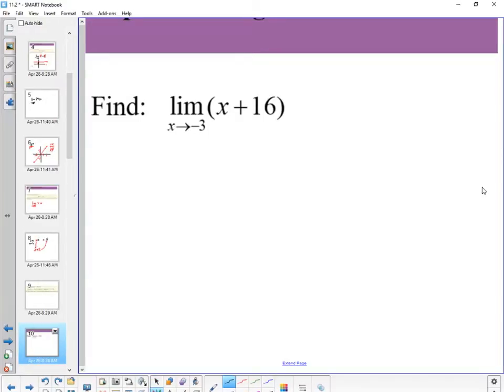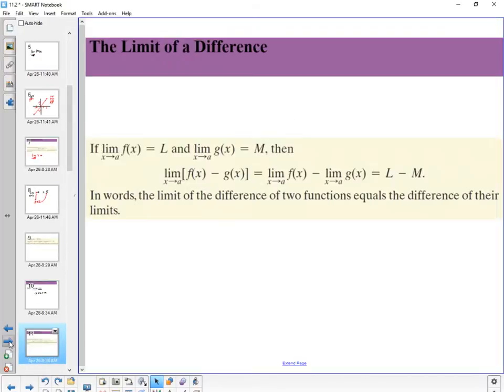The limit as the function of x, as x approaches negative 3, is going to be negative 3 because of the identity function. 16 is a constant. So what's the limit as x approaches negative 3 of 16? 16. Combine them, you get 13. FYI, the same is true for the differences.